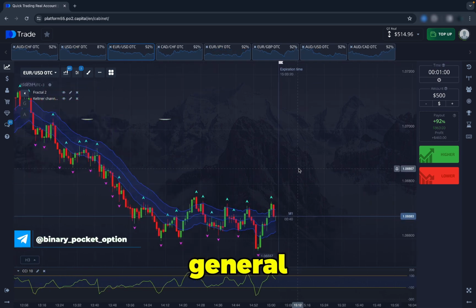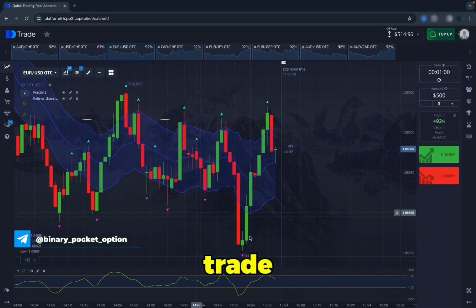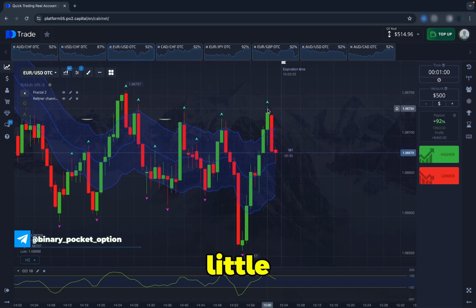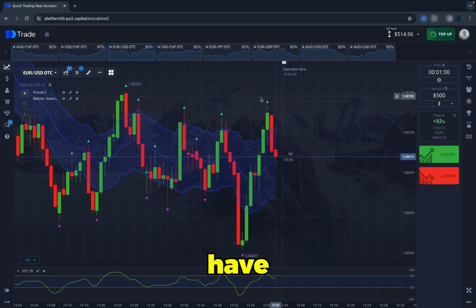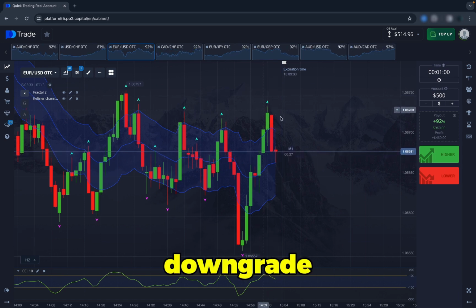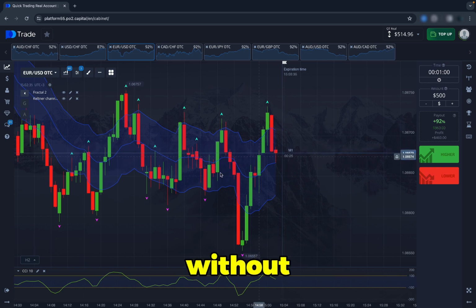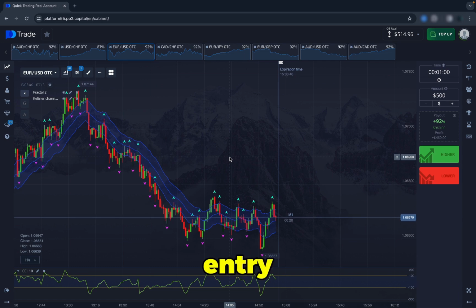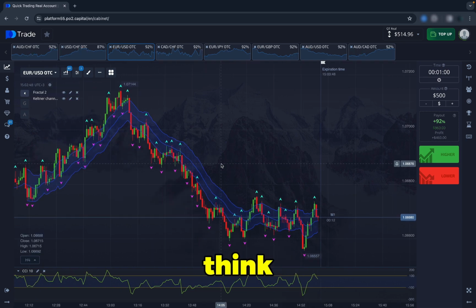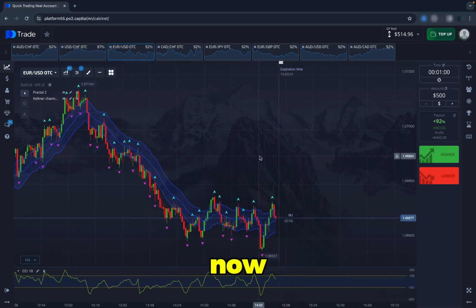But in general, even if we go back to the last trade now, we would have opened it a little later, let's say. We waited until a fractal was formed. We would have opened on a downgrade. And in general, we would have closed the deal without any problems. Plus, the logic of the entry was absolutely correct. But this is trading. They're different situations. Yes, no one is immune. And in general, I think that my trading has been successful for now. Let's move on to the next trading session.